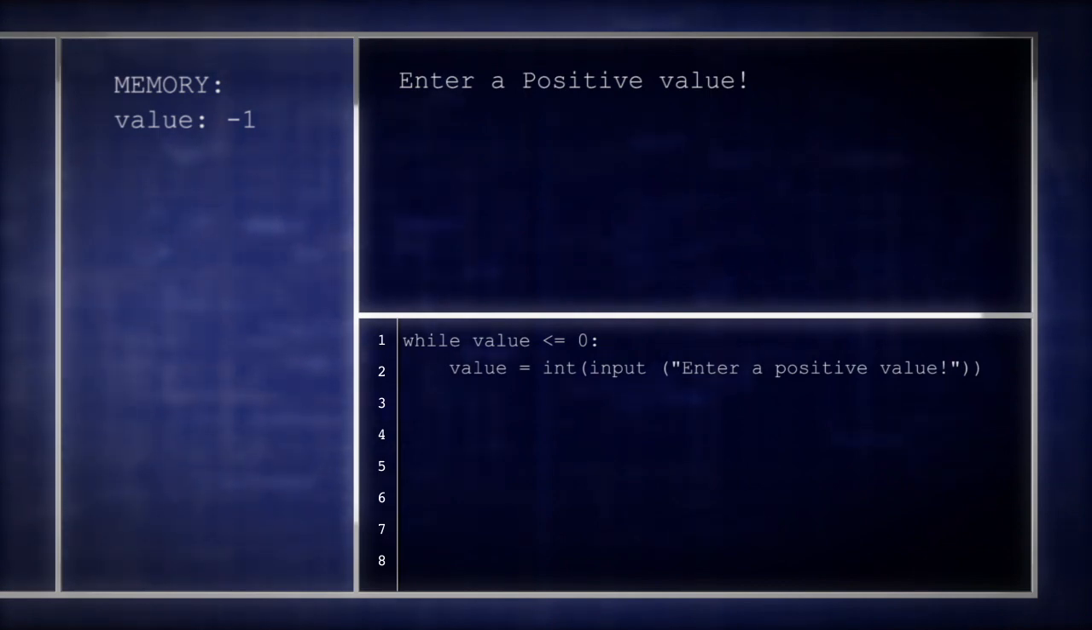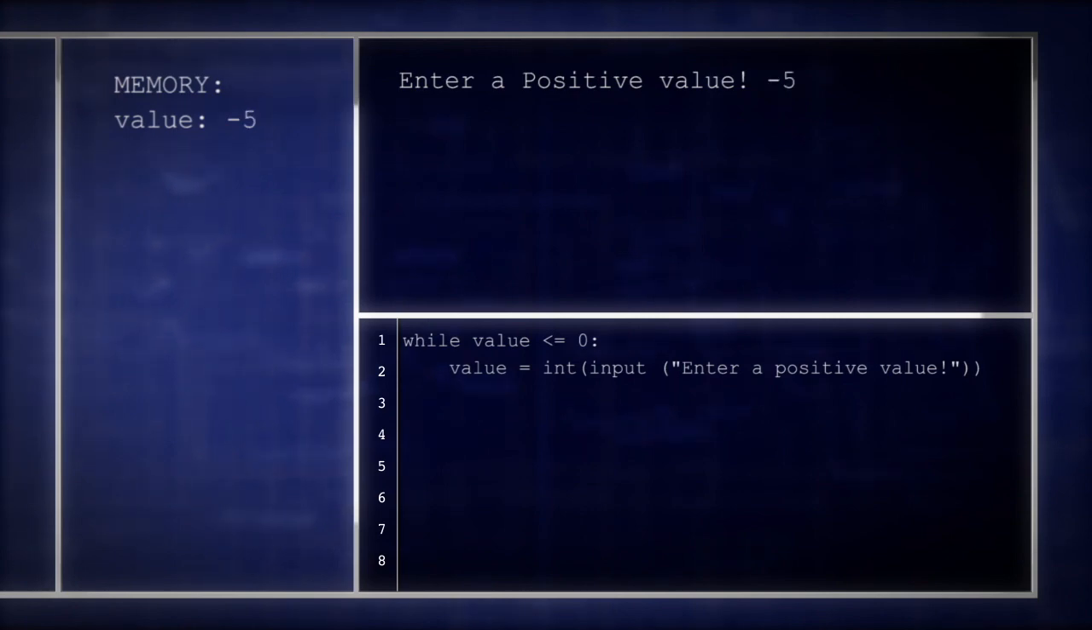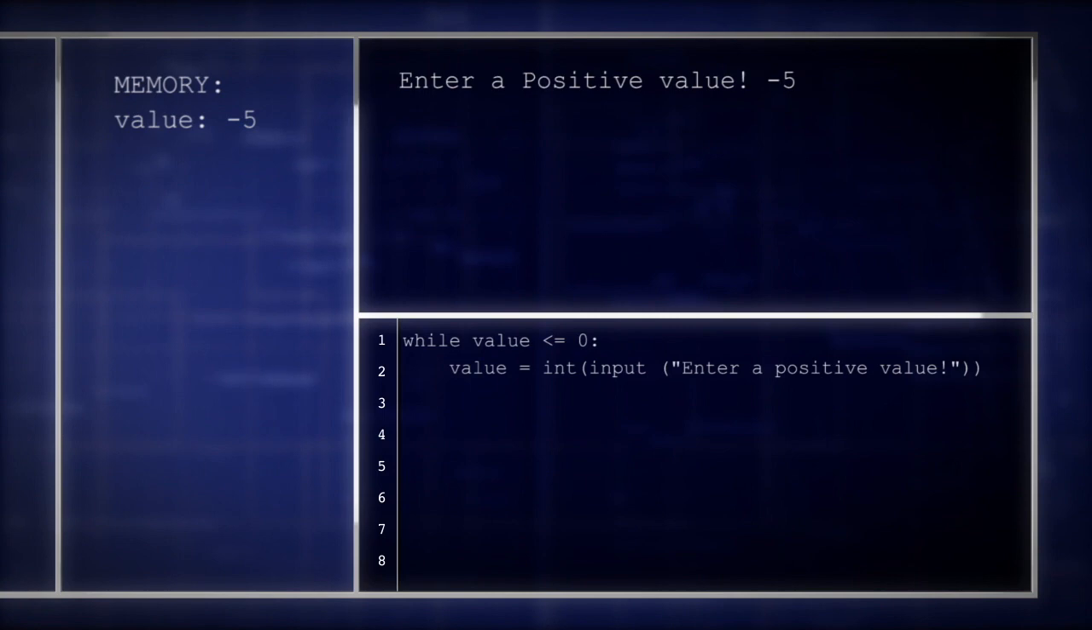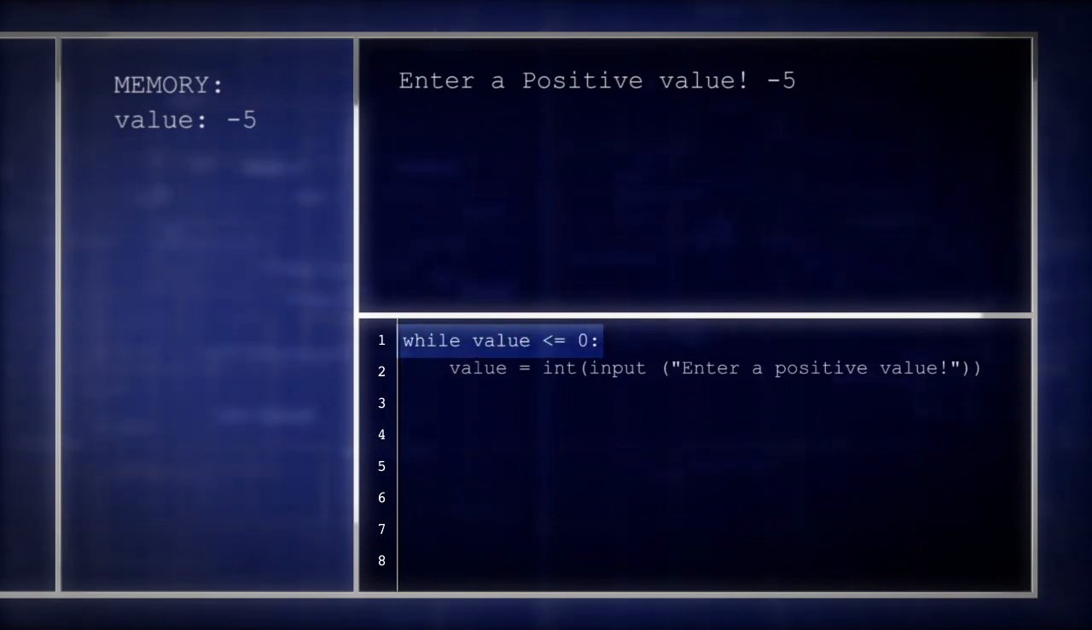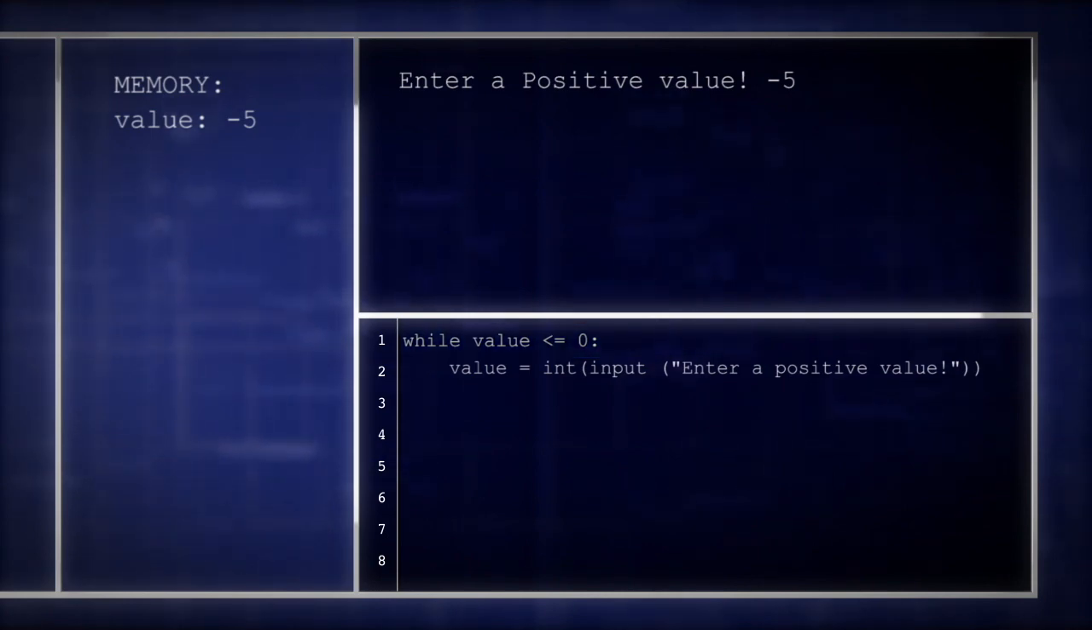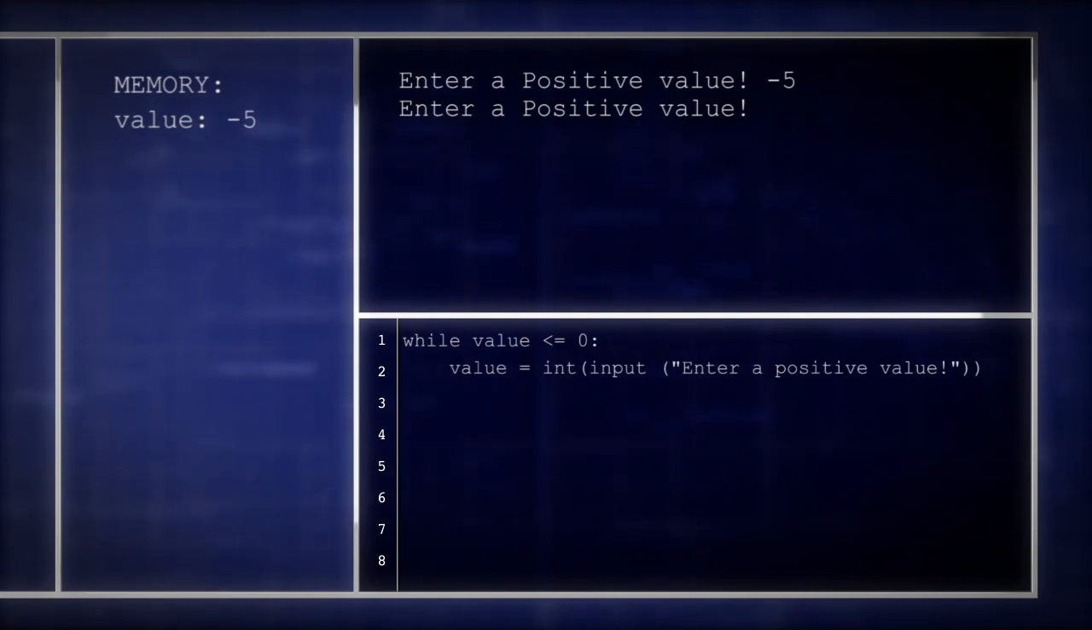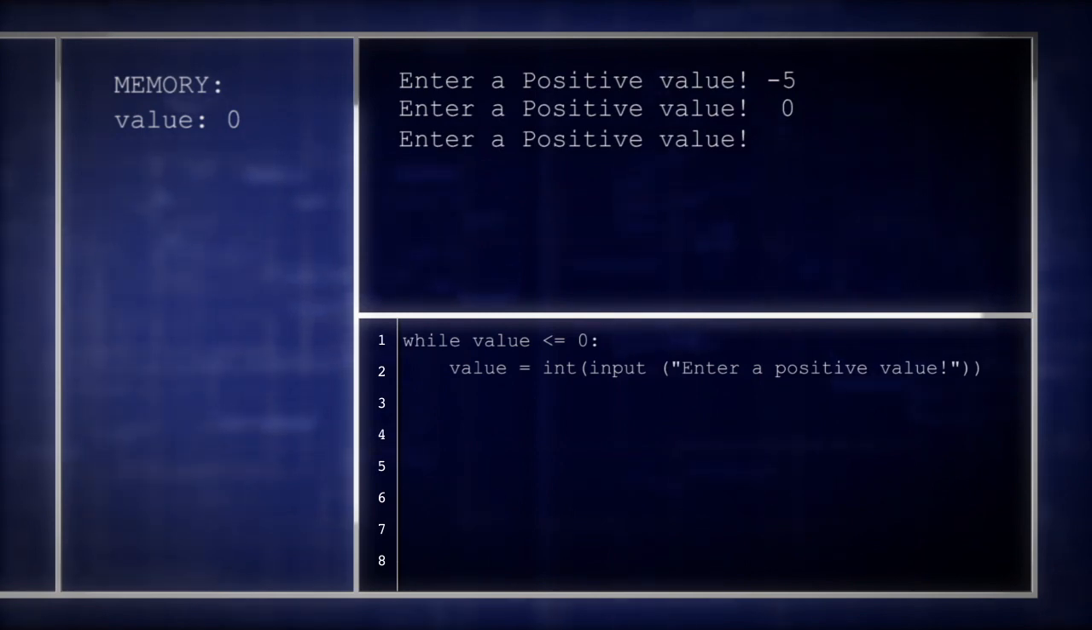But say the user is stubborn, or is just ignoring the command, and enters another negative number, like -5. The new number entered updates the value in memory. With the while statement, once we finish the body of the code, we go back and check the condition again. In this case, the value is still negative, so we run the body of the loop again. The user could, yet again, not enter a positive value. When we check the condition, it's still true, so we do the loop again.